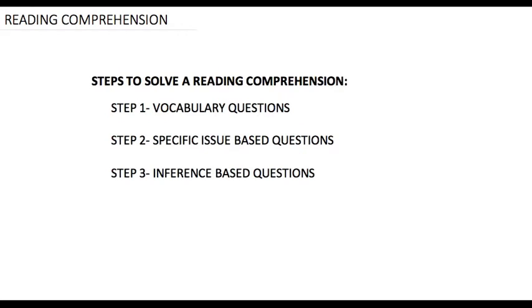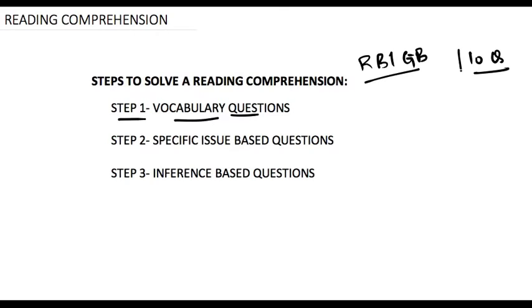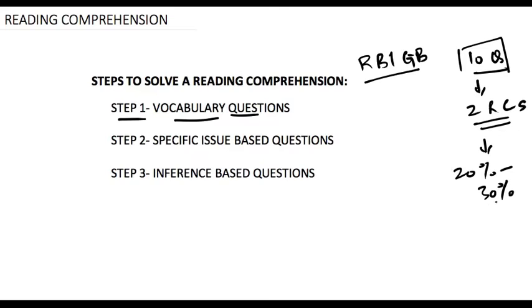In this approach to solving a reading comprehension, there are three steps to be followed to solve an RC. The first step is to go through the vocabulary questions first. Now in the RBI Grade B examination, on an average 10 questions from RC are asked every year. This contains 2 RCs. In these 2 RCs, on an average 20 to 30% of the questions belong to the vocabulary section, which means that out of 10, 2 to 3 questions belong to the vocabulary section. Now our first target is to cover these 2 to 3 questions.